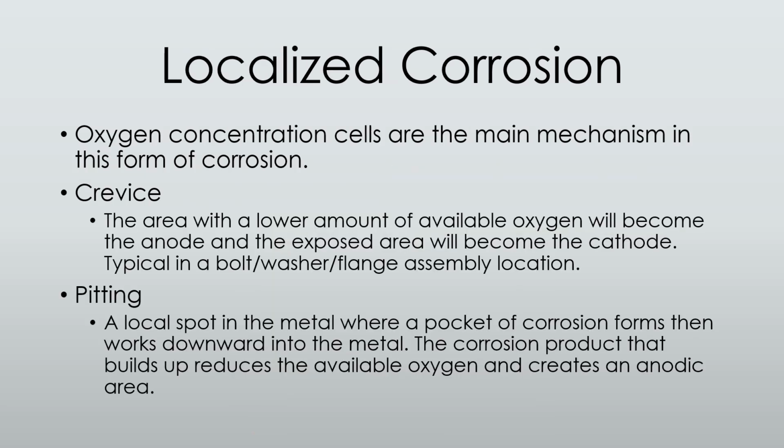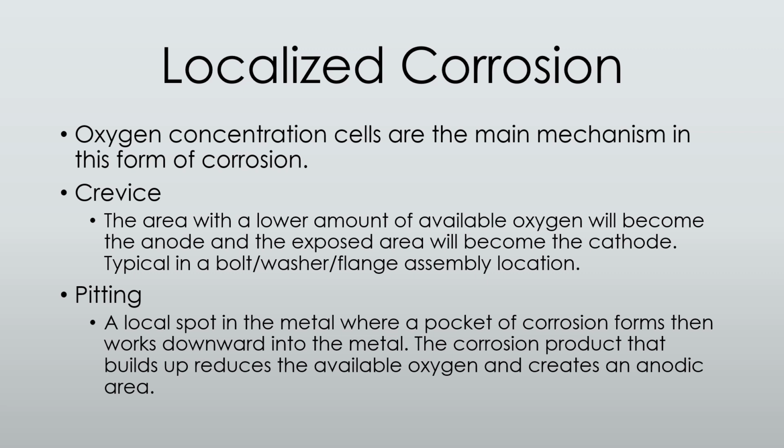This is the least problematic source of corrosion because corrosion current is evenly distributed. For localized corrosion, this is where we begin to get into problematic forms of corrosion that can cause catastrophic failures or very sudden failures on systems. And they're usually due to a difference in oxygen concentration in the metal. So for the crevice, the area with a lower amount of available oxygen will become the anode, and the exposed area next to that covered part will become the cathode.